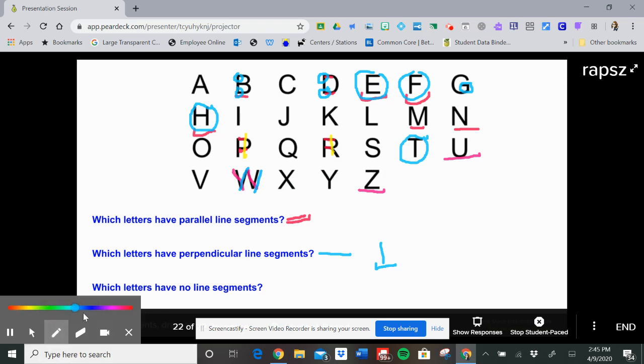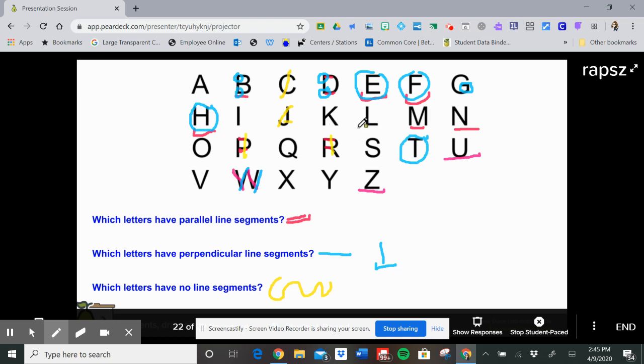And then this one says which has no line segments. That means it has to be curvy. So A doesn't fit any of these. It has line segments, but it's not parallel or perpendicular. C has no line segments. I is a line segment. A lot of you said I didn't have any. J, it depends how you marked it. If you said, well, that's a segment and then a curve, I kind of consider J as just being a curved line.